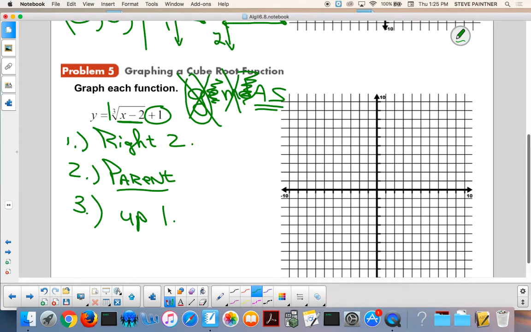So now you just take your starting point, which we already know up there is what? We called it 0, 0. Well, let's move it. Where? Right 2. I know I'll do the parent later. And then up 1. Right 2, up 1, and you get about right here. That is your new starting point for your cube root function. Now, the nice thing is, we had a 1 here. And because we have a 1 here, we know it's the parent. Just do what your parent does. Your parent goes where from the starting point?